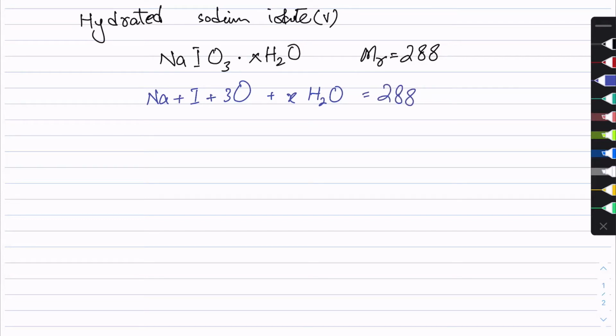So I consult the periodic table. My values are 23. Iodine ka, I think 127 hota hai. Let me check. Yeah, it is 127. And 3 times 16 for oxygen plus X times 18 for water. और ये 288 आ गया. And that's a pretty straightforward linear equation. आप इसको solve कर सकते हो, right? So you'll just add it all up. X को subject बनाना है और आपके पास X की value आ जाएगी.